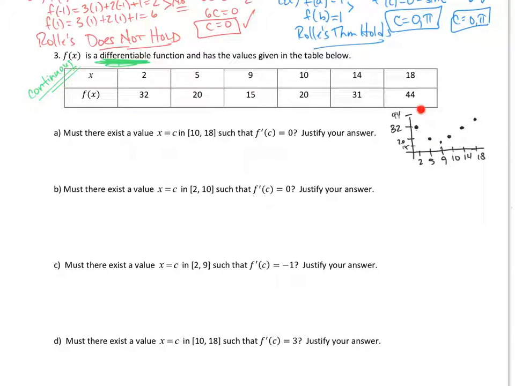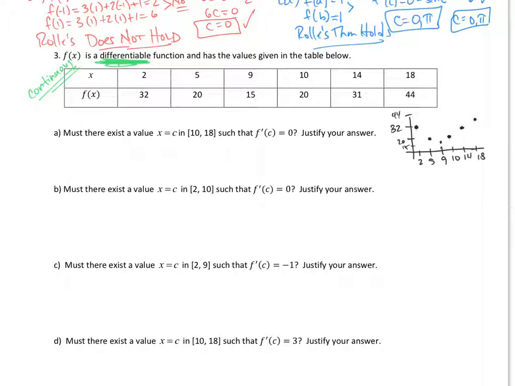This could go up between 2 and 5. It could skyrocket up, then come back down. It could come way back down here, then come back up. I don't know. But what I do know is that when I do connect these points, I will never pick up my pencil because it is continuous. So, let's take a look at what part A says.